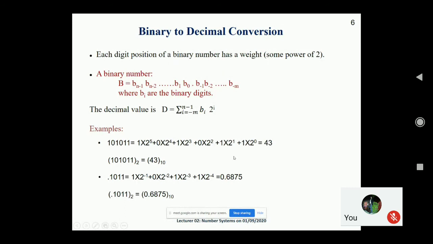And when we are adding all the b_i times 2 to the power i, that time what happened? We are getting 0.6875. And how are we representing this one? We represent 0.1011 base 2 equal to, within bracket, 0.6875 base 10. That means we have successfully converted binary numbers to decimal. Are you having any doubt on this one?